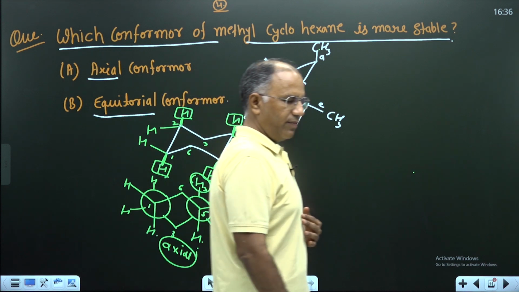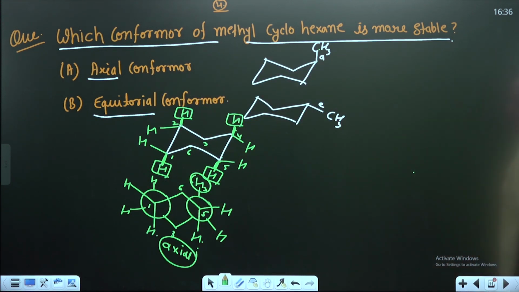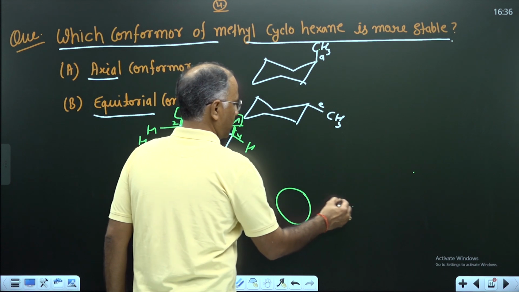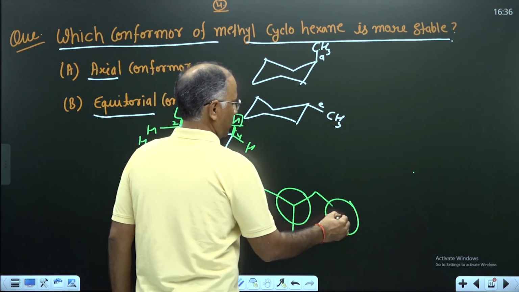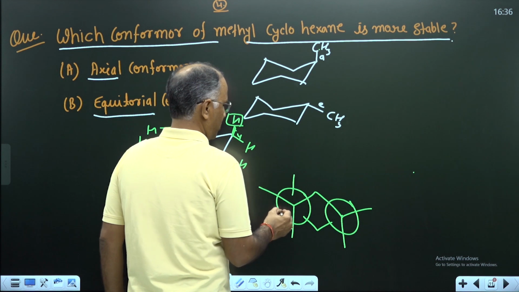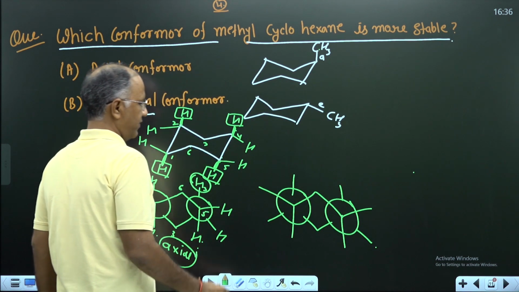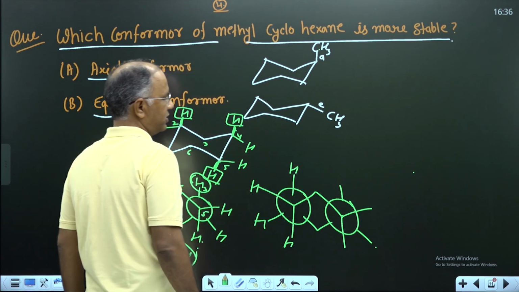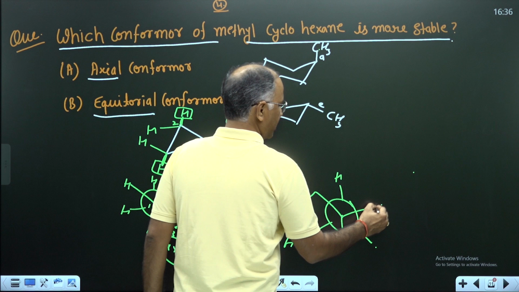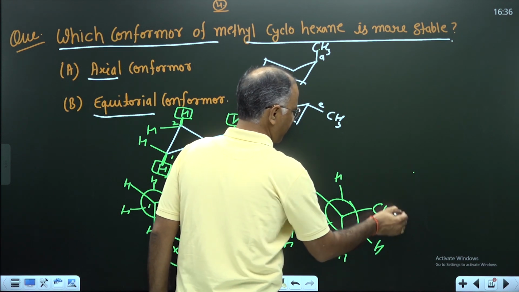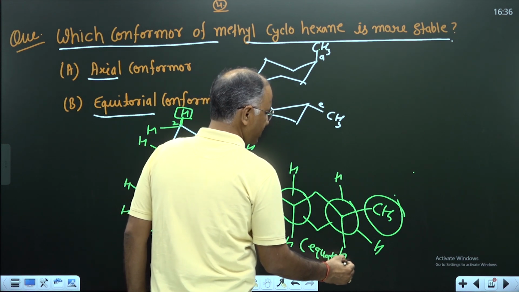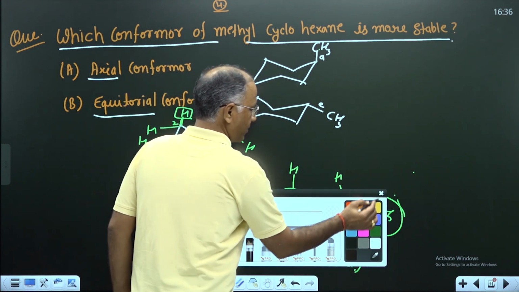Now try similarly for methyl at equatorial position. Pause the video and try for equatorial position. Now for equatorial position, this is our chair form. So the Newman of the chair form in equatorial position. In case of equatorial, the methyl will remain here. This is our equatorial. Now which one is more stable? Which one is more stable?